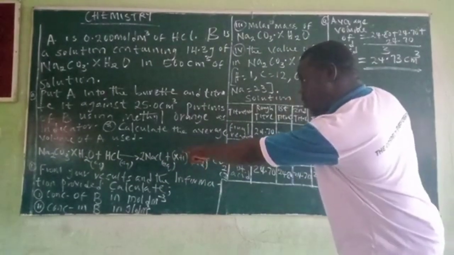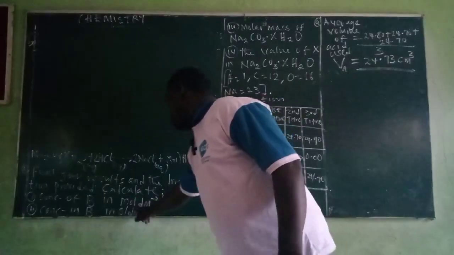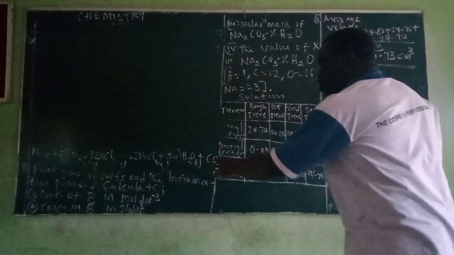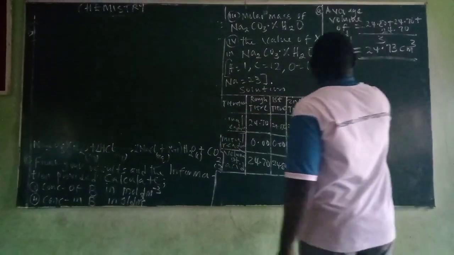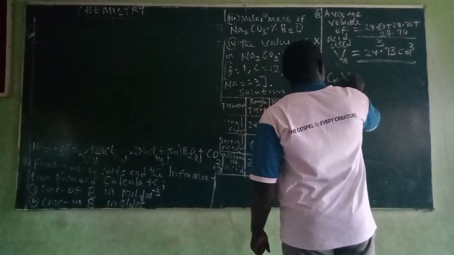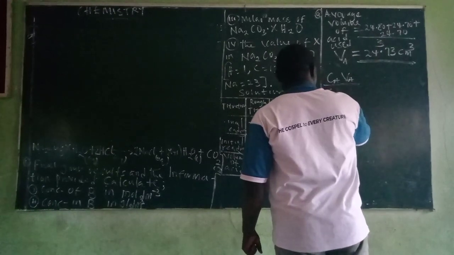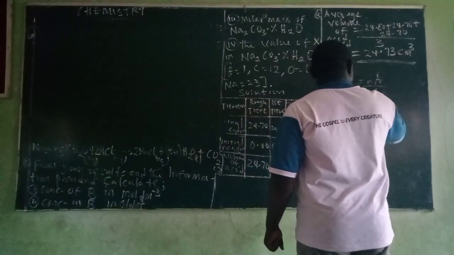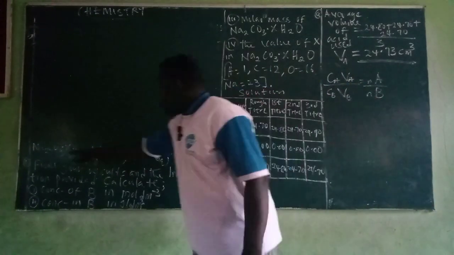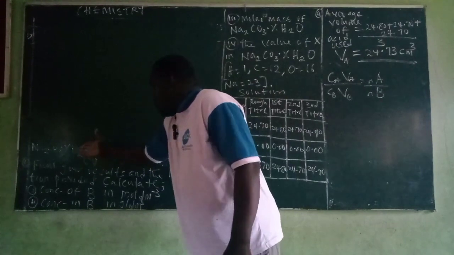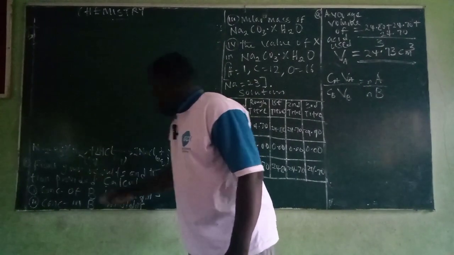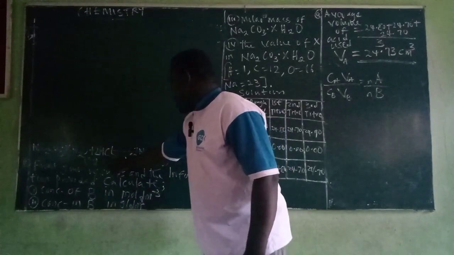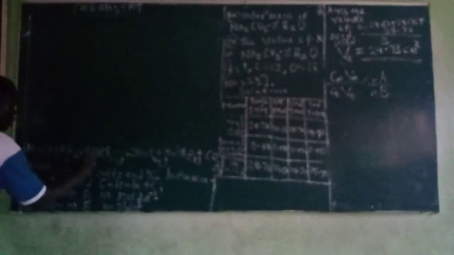So what are we looking for here? Concentration of B in mole per dm cube. And so we can use our favorite titration formula. Very quickly, from the equation of reaction, we have sodium trioxocarbonate hydrate, because we are not told the value of x, and HCl. The mole ratio here is 1 to 2.